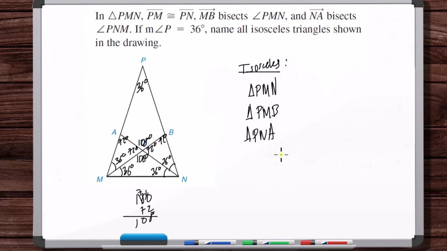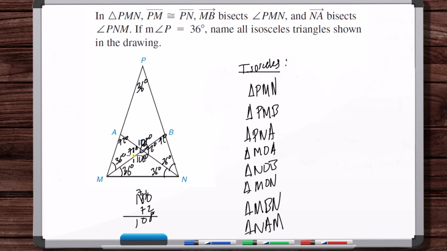So we have a bunch of isosceles triangles. They don't give us this point in the middle. Let's call that point O in the middle here. Triangle MOA, triangle NOB, and triangle MON. All of these have a congruent pair of angles. Let's see, what about triangle like MBN? Yeah, triangle MBN, because 36 plus 36 is 72. So triangle MBN, triangle NAM. You see, NAM.